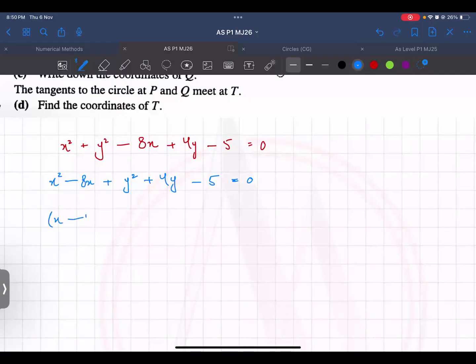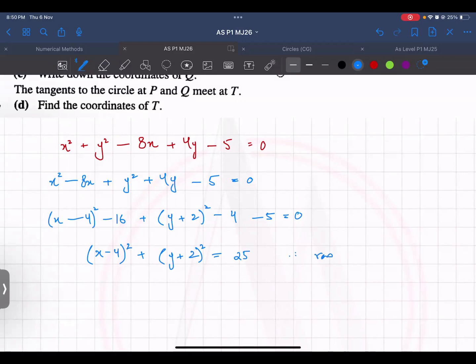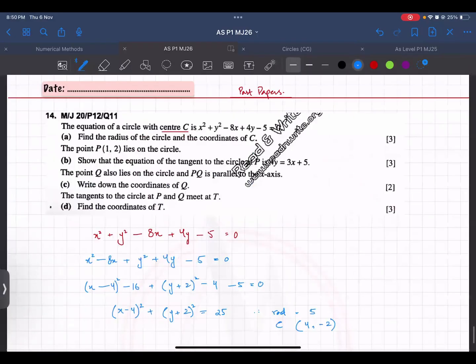So this would become x minus 4 whole square minus 16 plus y plus 2 whole square minus 4 minus 5 is equals to 0. So x minus 4 whole square plus y plus 2 whole square, and this would become minus 25, which over there would go and become 25. So the radius is, you can see, square root of 25, which would be 5, and the center C is 4 comma minus 2. You take the opposite values. So you have got the first part easy, 3 marks.